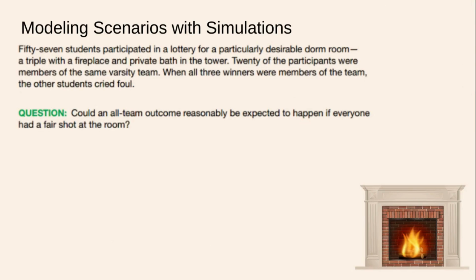So let's model a scenario with a simulation. 57 students participated in a lottery for a particular desirable dorm room, a triple with a fireplace and a private bath in the tower. Ooh, that's a nice dorm room. 20 of the participants were members of the same varsity team. When all three winners were members of the team, the other students cried foul. That's not fair. We're favoring varsity athletes with their NIL deals.